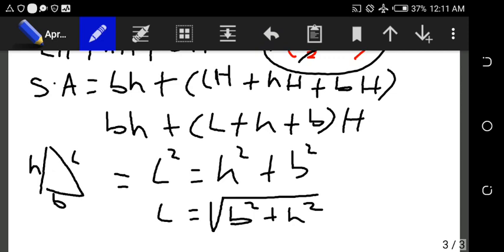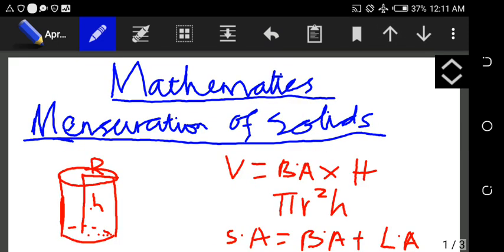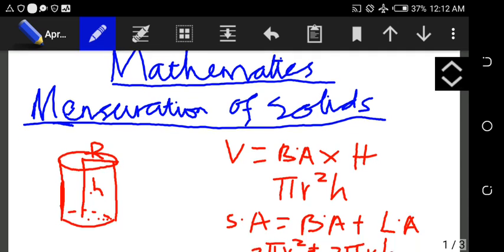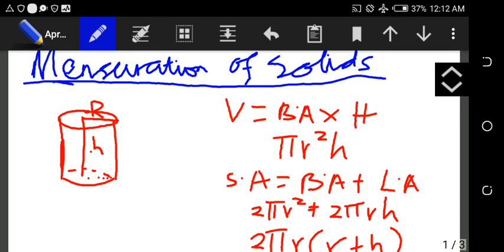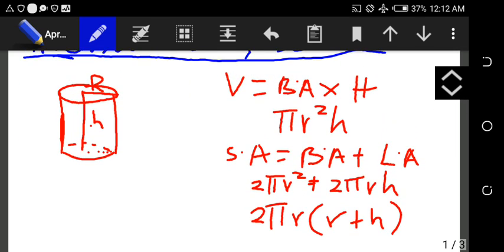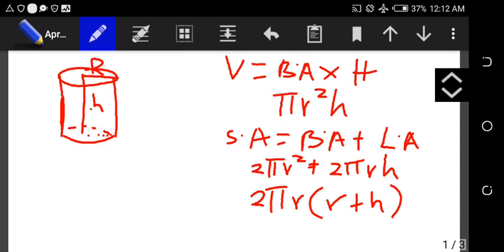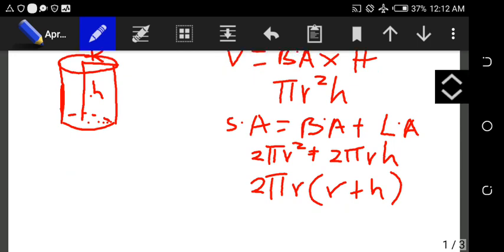Okay, so this is it for this video. So we have looked at the mensuration of some solid shapes. We have looked at that of the cylinder as the first one we looked at, and we said that the volume of a cylinder is given by pi r squared h, while the surface area, we derived it to be 2 pi r into brackets r plus h.